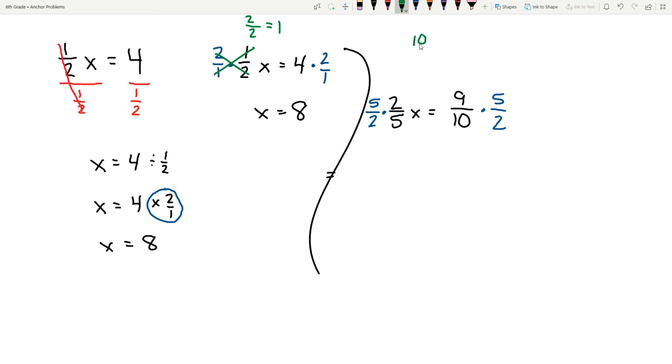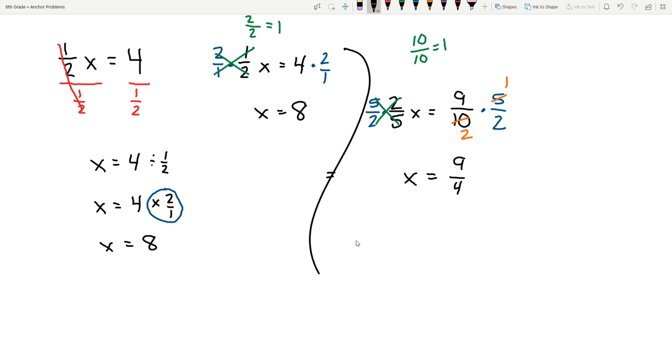5 times 2 is 10. 2 times 5 is 10. That's 1. This cancels. That's what you want. You want just a single x. Equals. And can you cross simplify with multiplication? Sure. Divide by 5, divide by 5, you get 2 and 1. And so x equals 9/4, and that's fine as an answer.